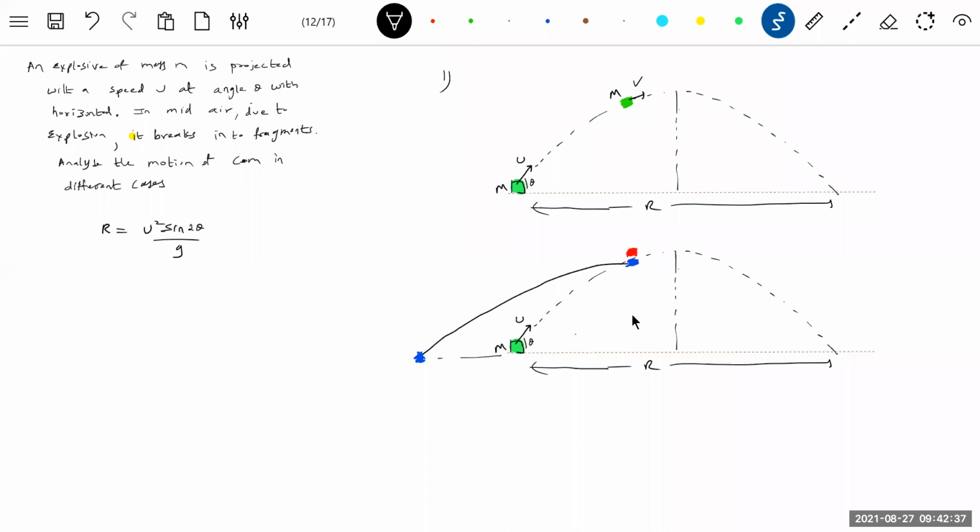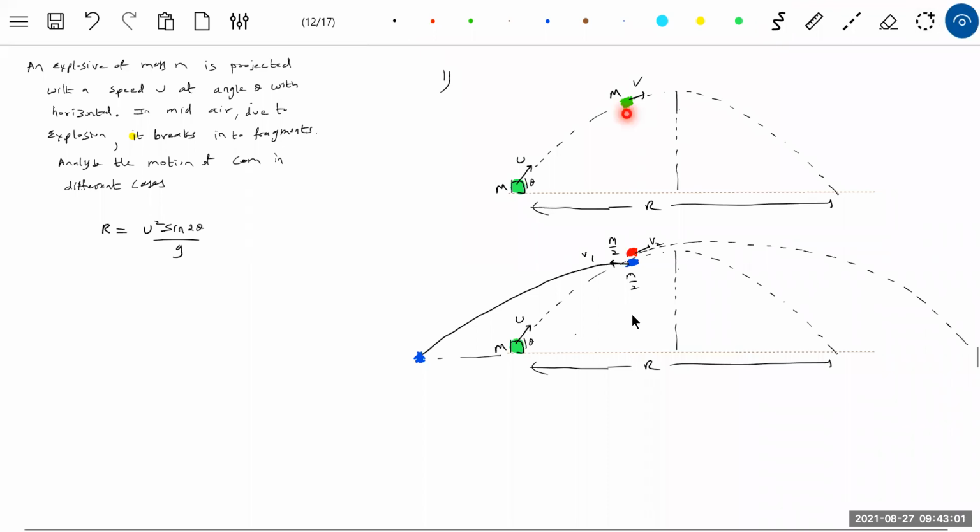In mid-air the collision will occur, and it will break up into two equal fragments. So m by 2. So this will have some velocity, say v1, v2. And what is the trajectory of this? The trajectory of this, it has to be in this way, where it has to land here. So now let's come for this one.